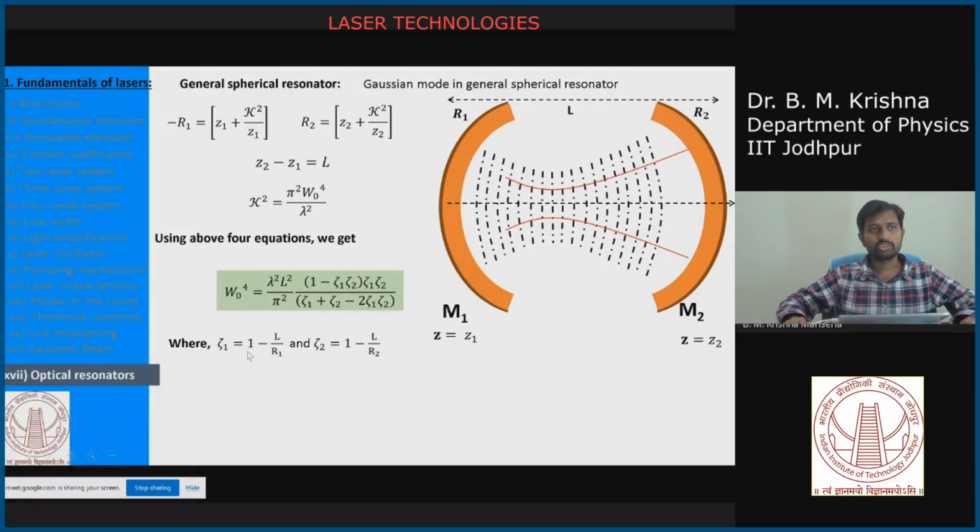Where zeta 1 is defined as 1 minus L by R1 and zeta 2 is defined as 1 minus L by R2. If you substitute this expression, you will get an expression in terms of L and R1. So for simplicity, I am defining 1 minus L by R1 as zeta 1 and 1 minus L by R2 as zeta 2. So you will end up with this expression.